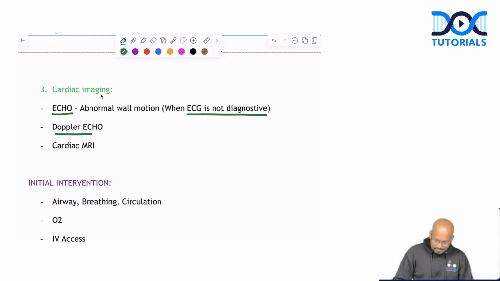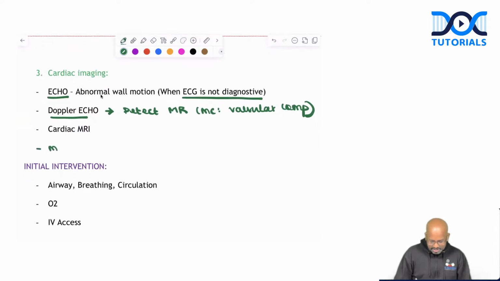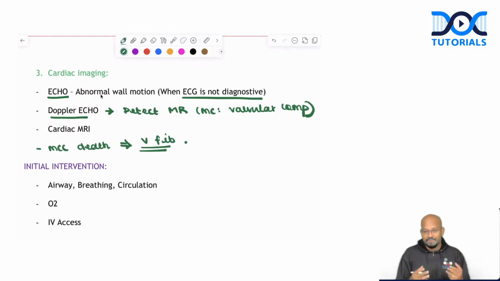We have Doppler echo. Doppler echo is the one which will detect the presence of mitral regurgitation, guys, which is the most common valvular complication of myocardial infarction, STEMI. We can go for cardiac MRI. The most common cause of death, an important complication of myocardial infarction, is ventricular fibrillation. VFib is the most common arrhythmia associated with post myocardial infarction. This VFib can be prevented by administering lignocaine. We'll discuss that later, guys.